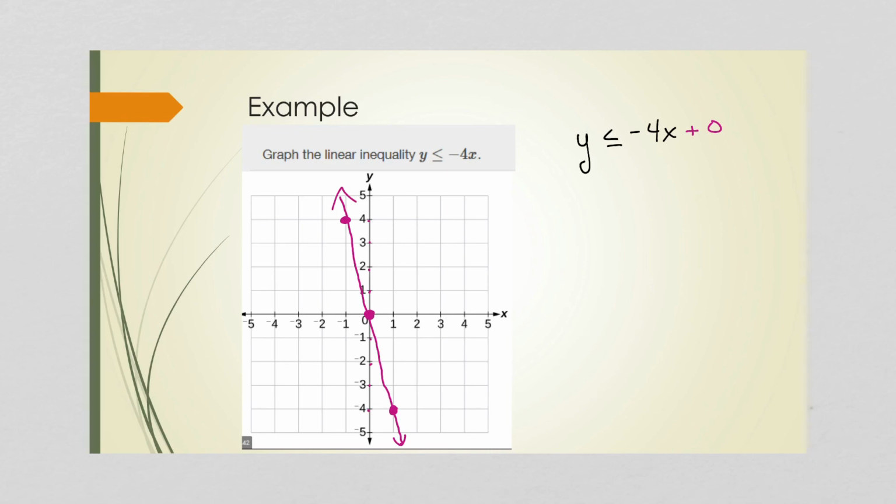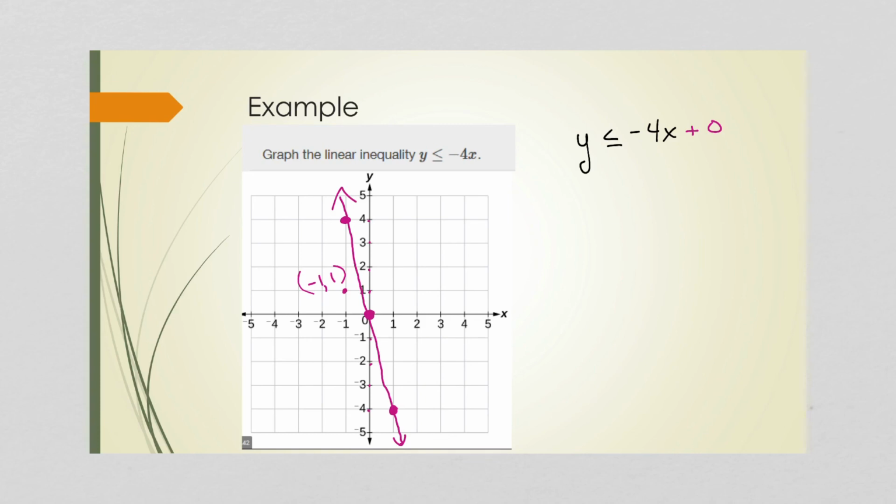Now, we need to decide where to shade. If I were to use that method where I test a point, it wouldn't be a good idea to use 0, 0 because my line goes through 0, 0. So I might want to try this point right here. It doesn't matter, it can be any point you want. It could be this point right here. It's still on one side of the line. So I'm going to test the point negative 1, 1.